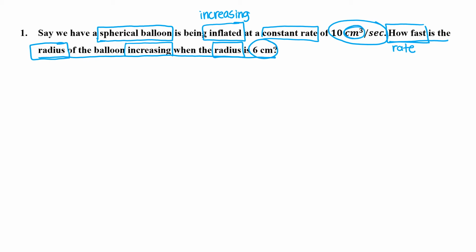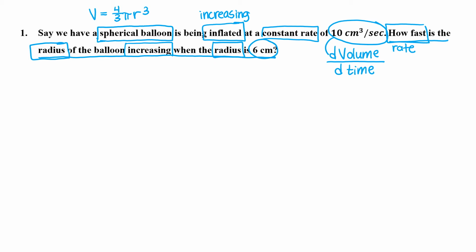Well, if we look at this, this is a rate of change. In particular, cubic centimeters measures volume, so we have a change in volume, and seconds measures time, so change in volume with respect to time. Which means if we have a spherical balloon, we're probably looking at the volume of a sphere. So that'll be V is equal to 4/3 pi r cubed.